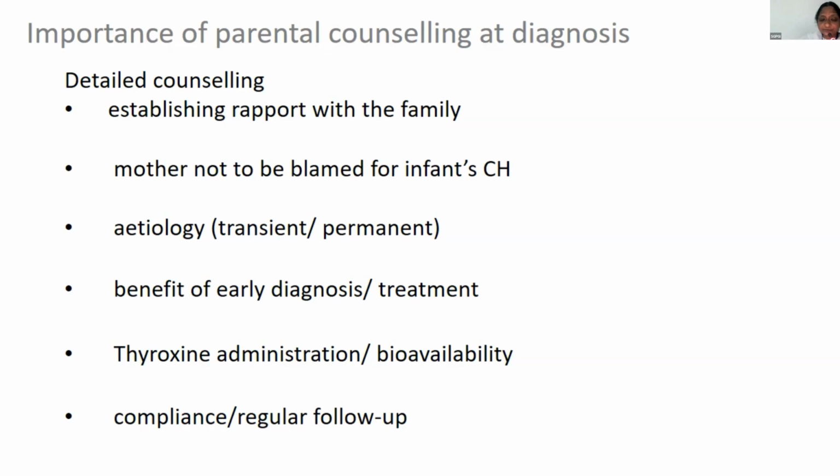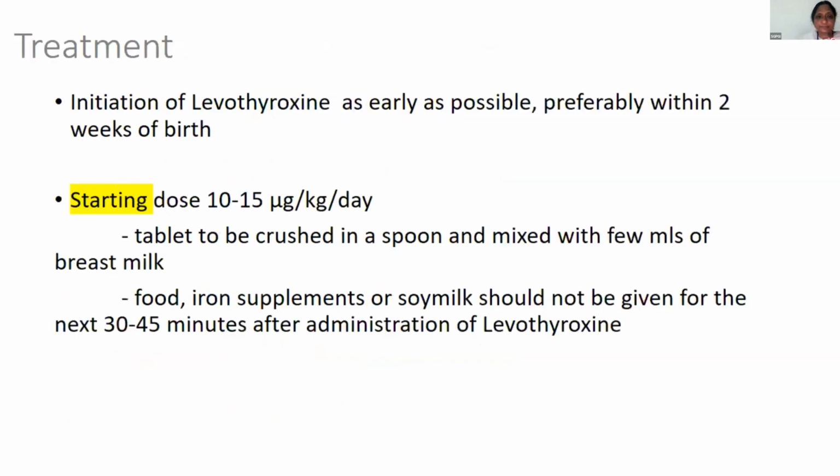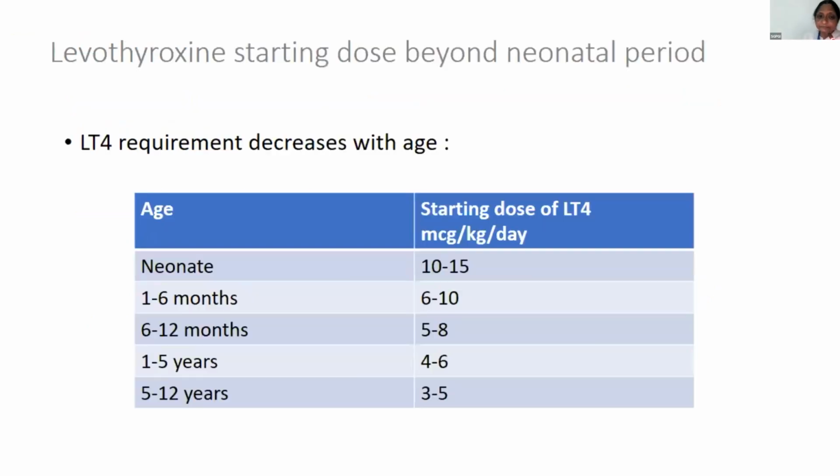How to administer thyroxine, bioavailability, compliance, and regular follow-up. Treatment is initiation of levothyroxine as early as possible, preferably within 2 weeks of birth. Starting dose is 10 to 15 microgram per kg per day. It's available only as tablet. It is crushed in a spoon and mixed with a few ml of breast milk and administered directly. And 30 to 45 minutes preferably before milk or anything is given to this baby.